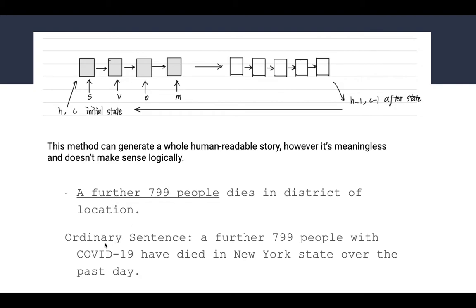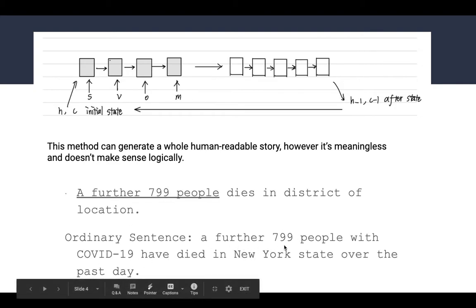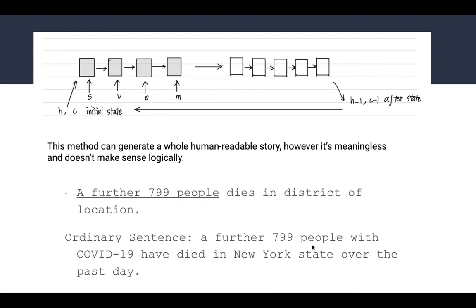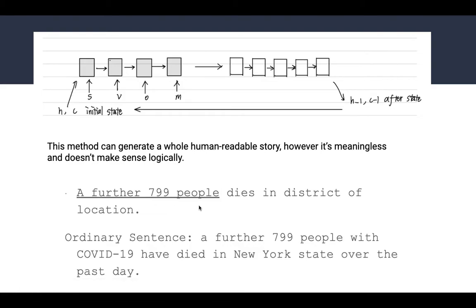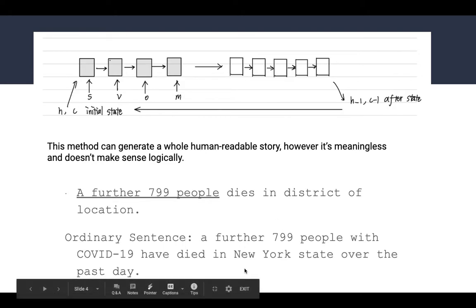For example, this is our original sentence: a further 799 people with COVID-19 have died in New York State over the past day. The sentence we generated became: a further 799 people dies in district of location. In this method, we omit some important information, like the state, New York State, and the reason of death, like COVID-19.